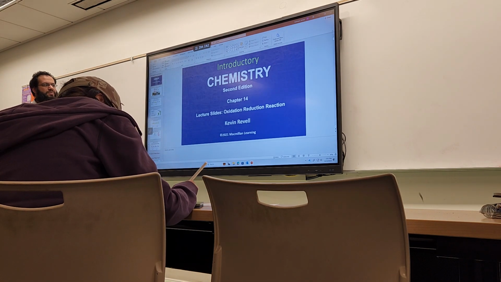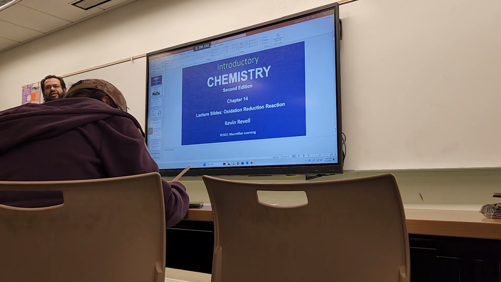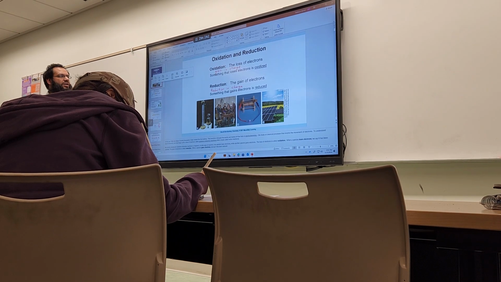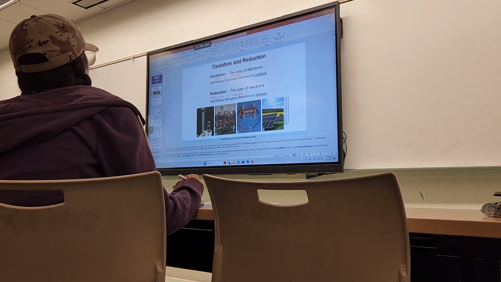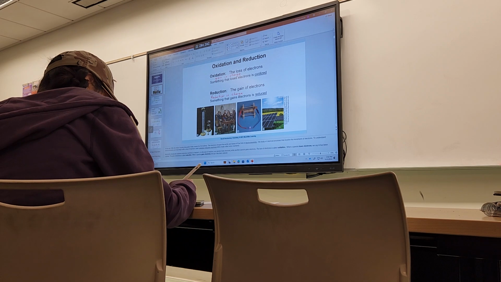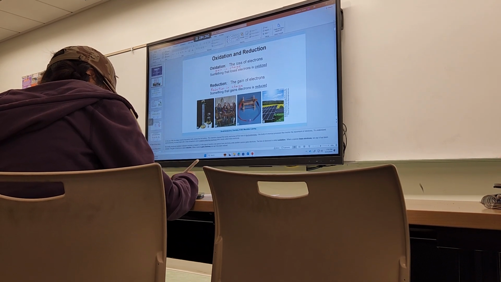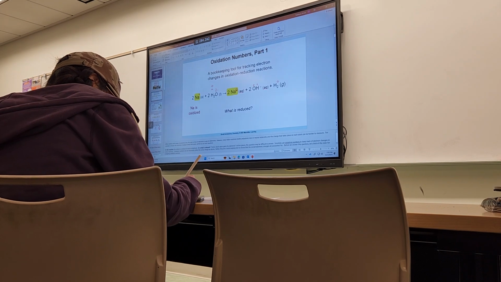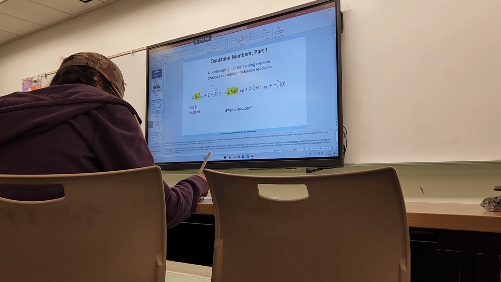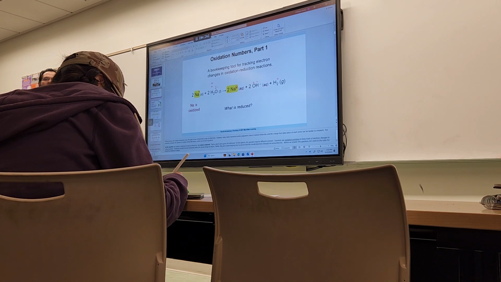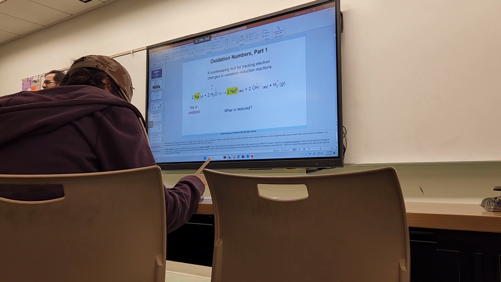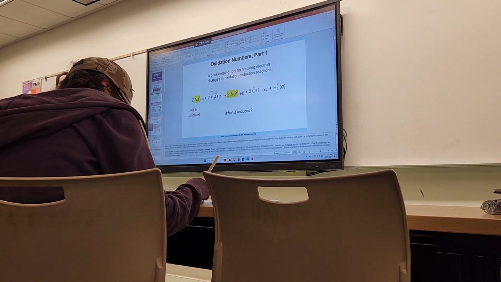Chapter 14, we talked about redox reactions, right? So reduction and oxidation, two things that can occur at the same time. Make sure you have the idea of what is a reduction and what is oxidation, the definitions if you need them. Have that on your cheat sheets. But the main thing will be to identify which atom is being oxidized and which atom is being reduced. And to do that, we have to figure out what the oxidation states are.